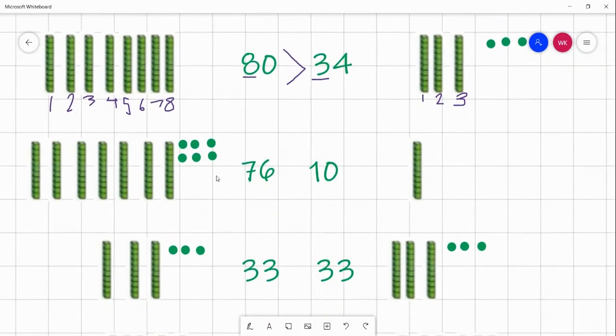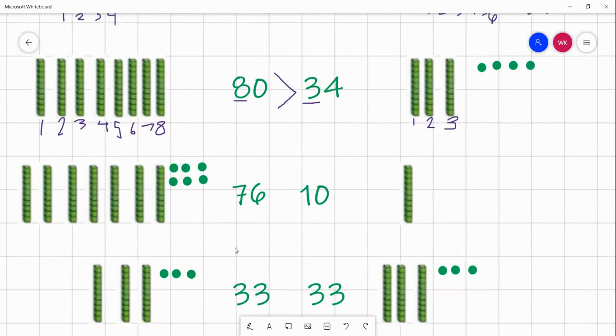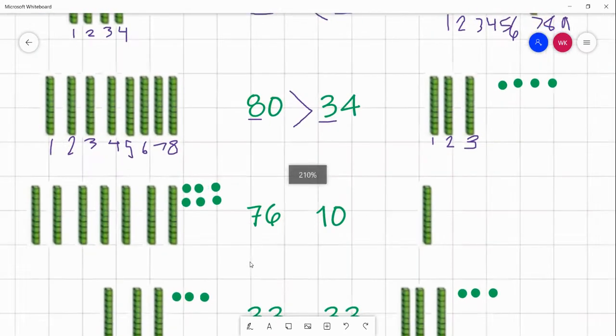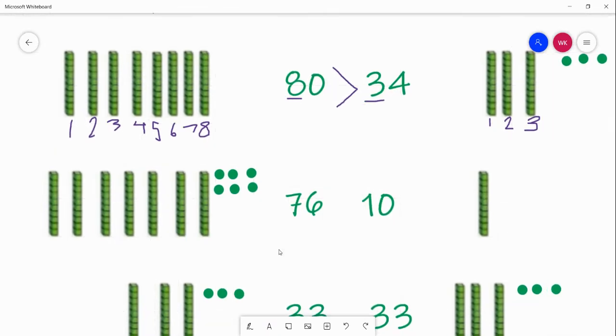All right, I want you guys to try this one by yourself. Try this one: 76 and 10. So draw these out. We have 76 and 10. Draw this out and figure out if 76 is less than 10, if 76 is greater than 10, or if 76 is equal to 10.